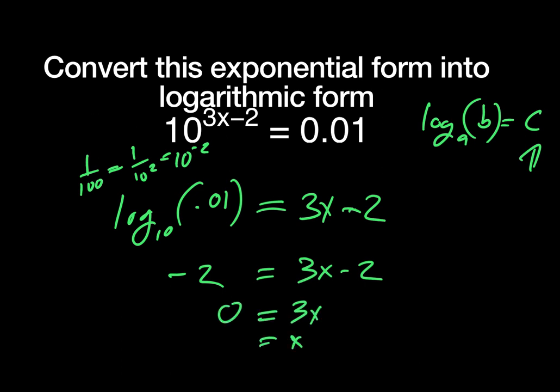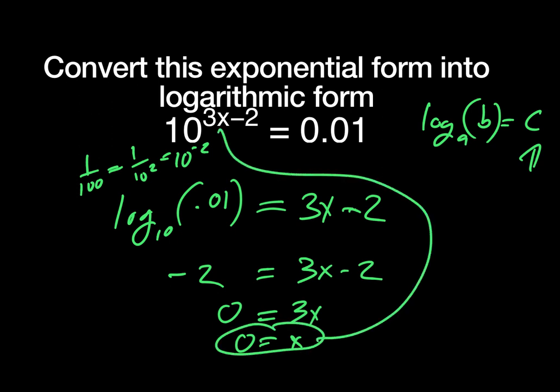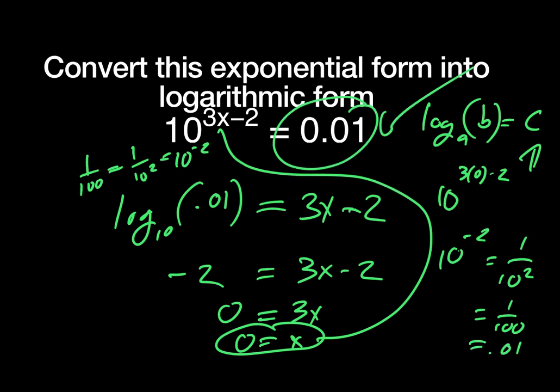X equals 0. And if I were to go back and put this in, 10 to the 3 times 0 minus 2, which is 10 to the 0 minus 2, which is -2. Negative exponents mean I flip it, so that's 1 over 10 squared, which is 1 over 100, which is 0.01. Check. Just so you're seeing that's where all this is coming from, and getting comfortable, at least in part, with converting them from exponential to logarithmic, and logarithmic to exponential.